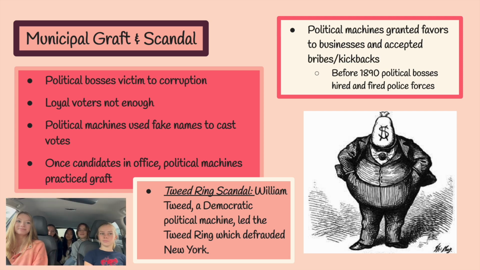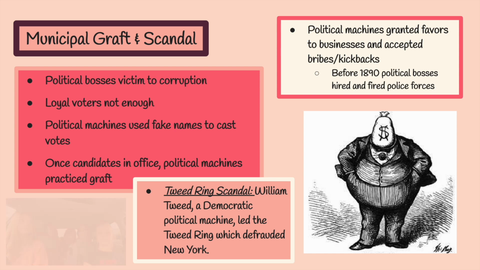The Tweed Ring scandal. William Tweed, a Democratic political machine boss, led the Tweed Ring, which defrauded New York. He was sentenced to 12 years on 120 counts of fraud and extortion and released after only 1 year. He was later arrested again, escaped, and was captured.